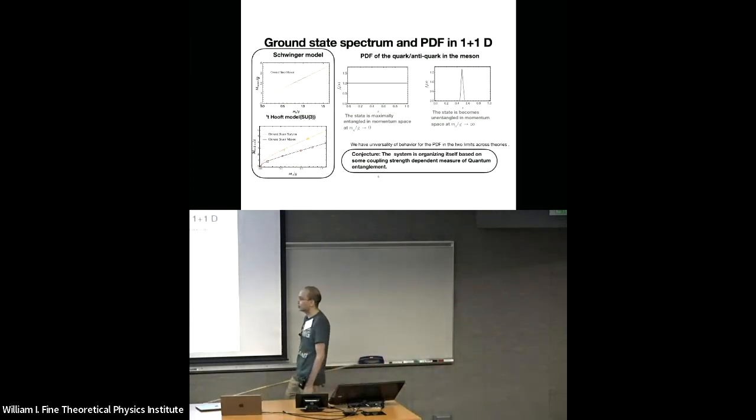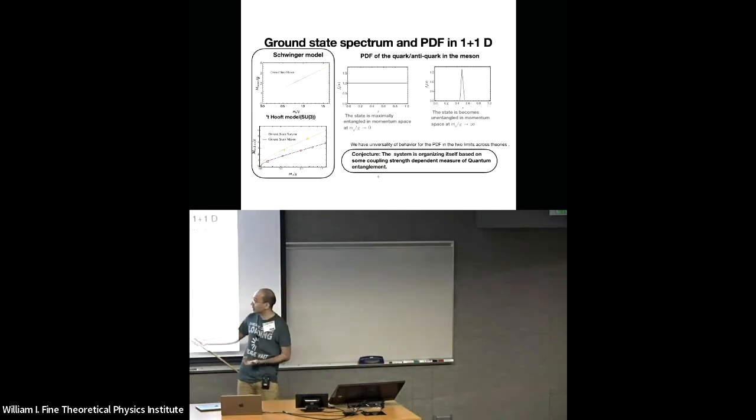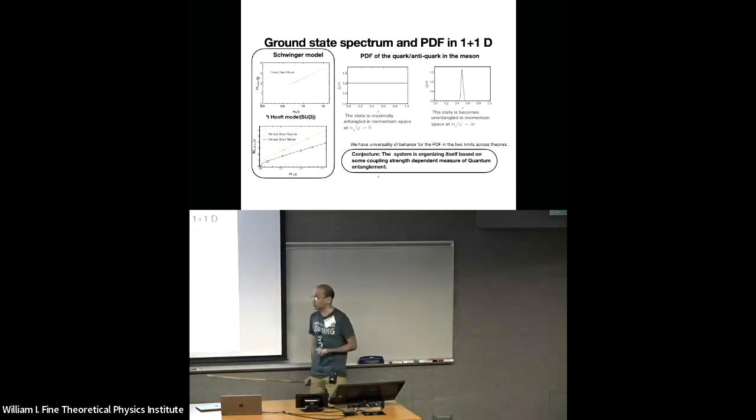Specifically, if I look at the meson parton distribution function for the quark and the anti-quark, for both of these theories, then what I see is that in the limit that the coupling goes to infinity or the quark mass goes to 0, the PDF is actually really simple. It's just 1. So it's uniform, and this is the PDF plotted as a function of x, which is the momentum fraction of the hadron.